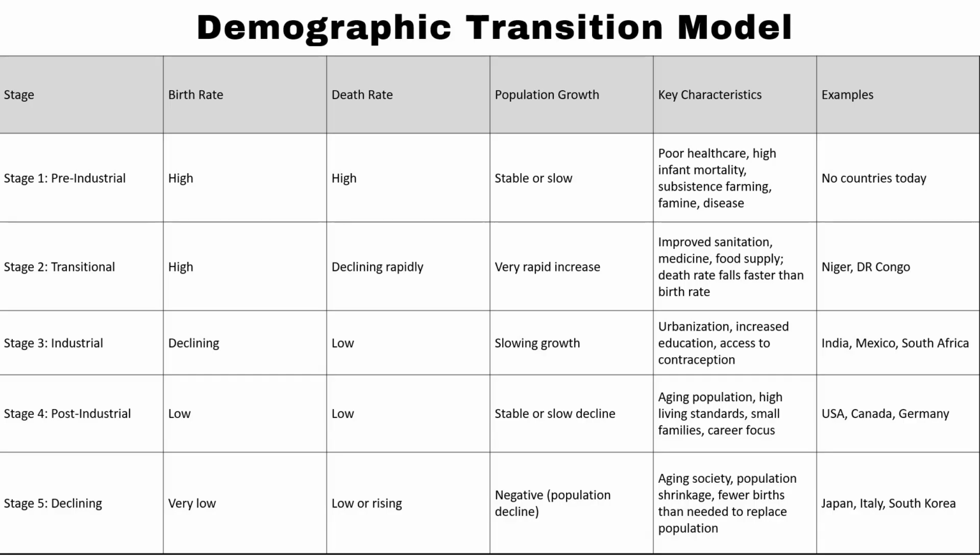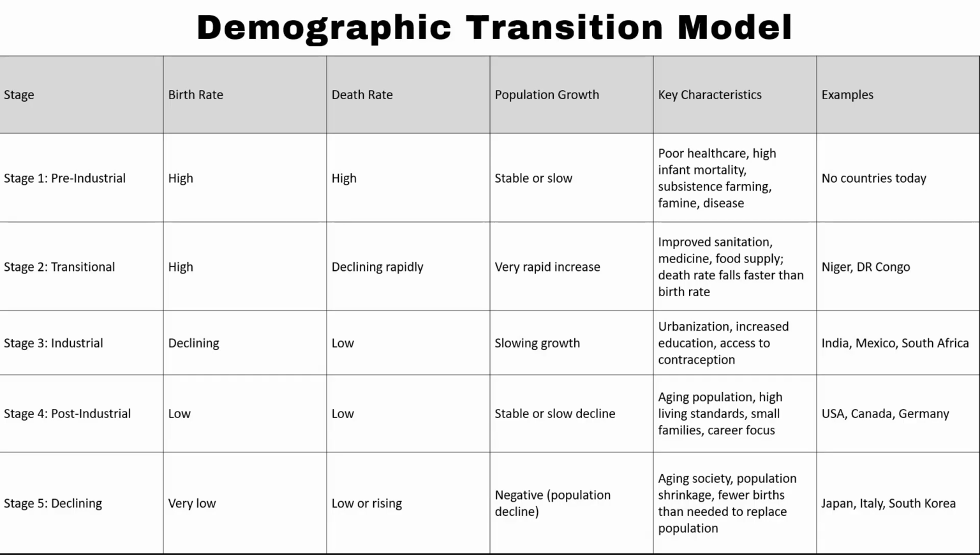Stage two is considered transitional. Death rates fall quickly, mainly due to sanitation and medicine, but birth rates stay pretty high. At this stage, you start to have some rapid growth. Stage three, industrial. Birth rates begin to fall, mainly due to access to better education, contraception, and urban life. Growth starts to slow down.